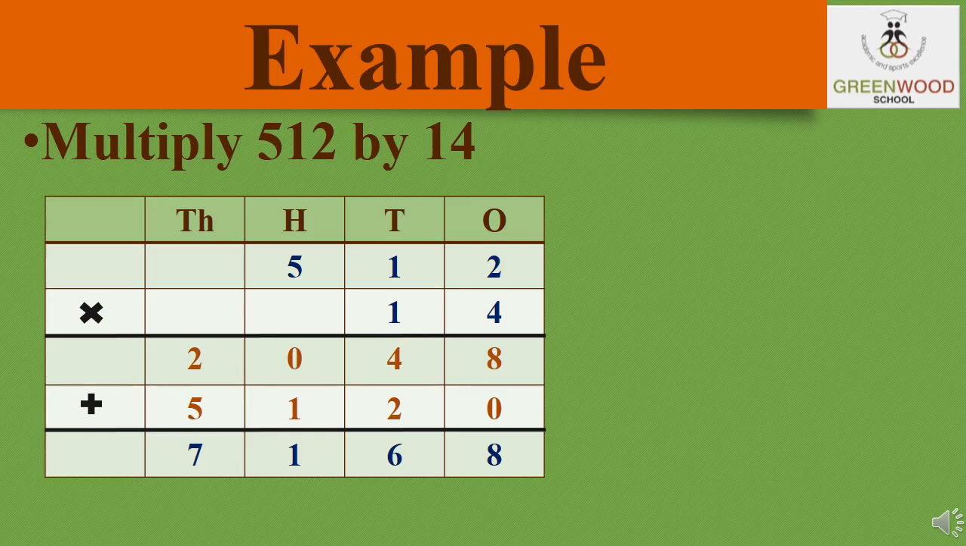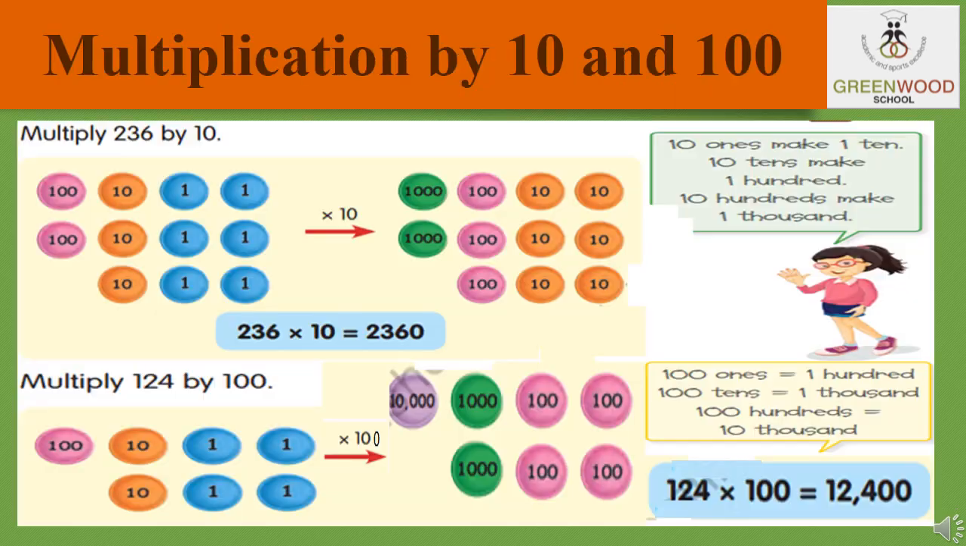Now step 3 is add both the products. 8 plus 0, 8, 4 plus 2, 6, 0 plus 1, 1 and 2 plus 5, 7. So our answer is 7168. Next topic is multiplication by 10 and 100.